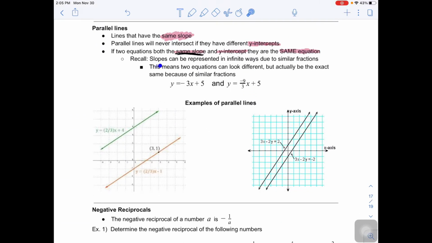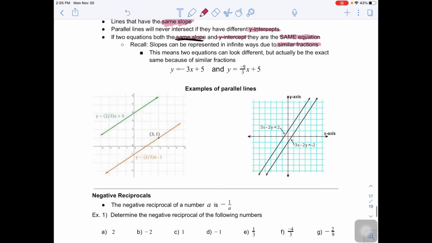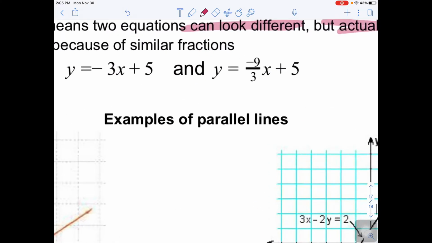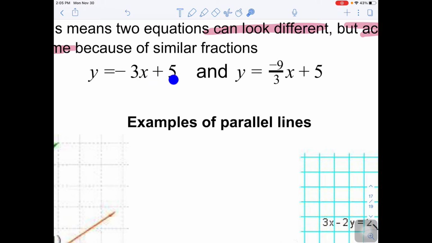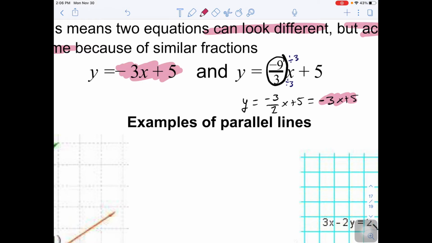Anyways, slopes can be represented in infinite ways due to similar fractions, exactly what we were just mentioning. This means two equations can look different, but actually be the exact same. So here, our example, y equals negative 3x plus 5 and y equals negative 9 over 3x plus 5. These are the same equations because these numbers are both divisible by 3. Negative 9 divided by 3 is negative 3, and 3 divided by 3 is positive 1. So this equals y equals negative 3x plus 5. You can see that these are the exact same equations.